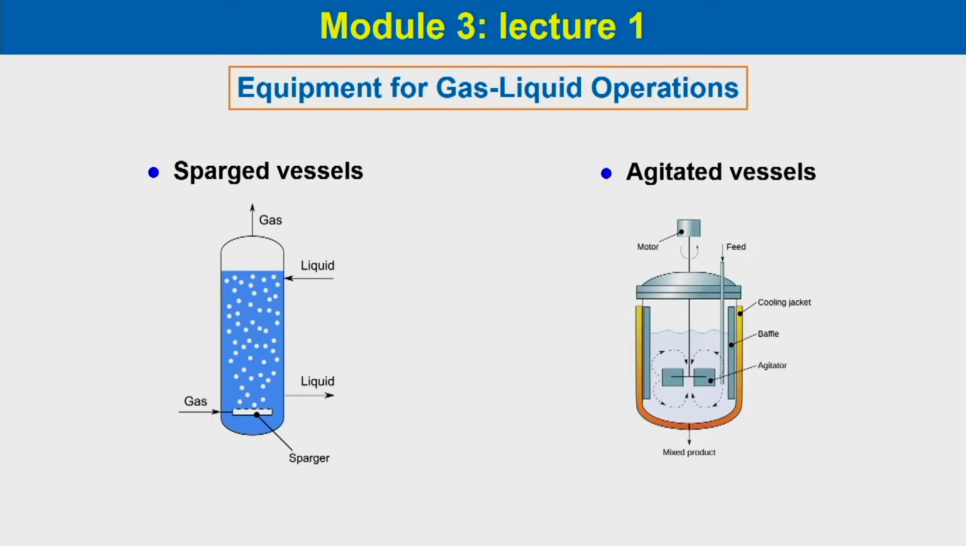The next equipment, which is mostly operated as a batch process, is the agitated vessel. You can see there is a container or vessel which is designed with baffle, agitator, cooling jacket and feed inlet. Then you have a motor to run the impeller and mix the product, and then you can get the product out after a certain period of time. So, this is the agitated vessel.